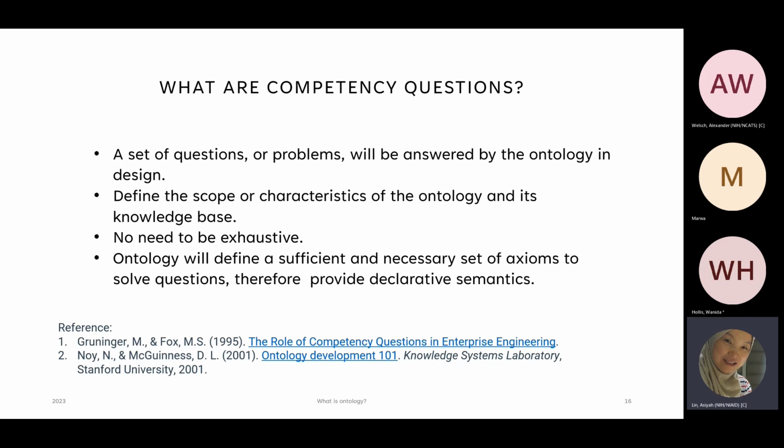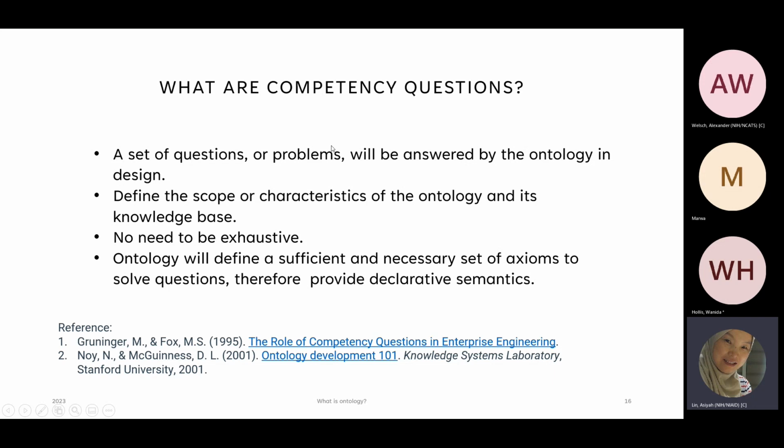There are two references you could go read, especially this one, Ontology Development 101. There is a wine and food ontology in it, and after you finish reading it, you will have a very clear idea of what an ontology is and how to build one.